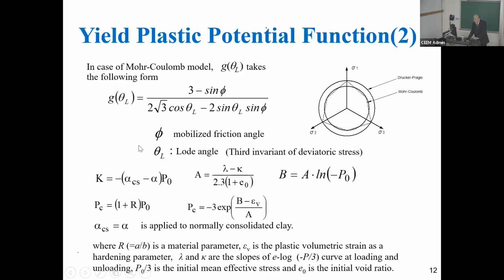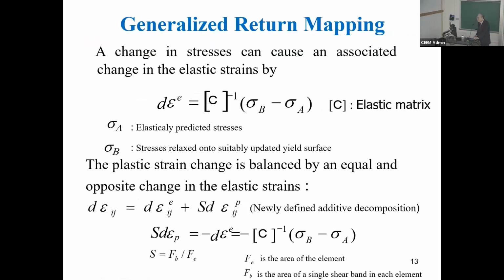Anyway, G theta L Rhodia, and this is the third invariant of Biot strength. Rather complicated one. In the general return mapping, a change in stress can cause an associated change in the elastic strain.